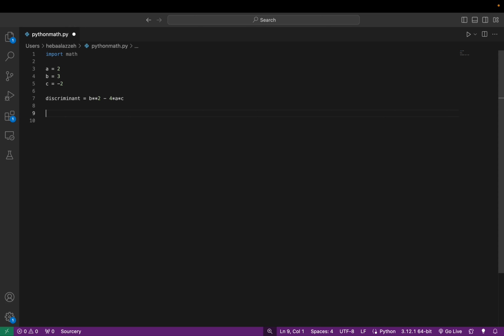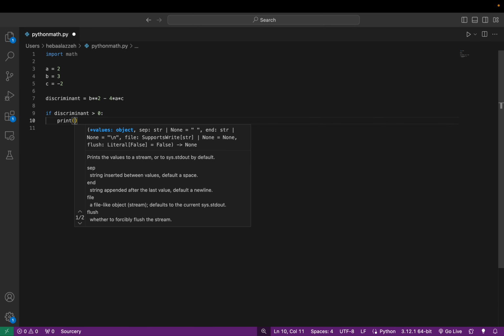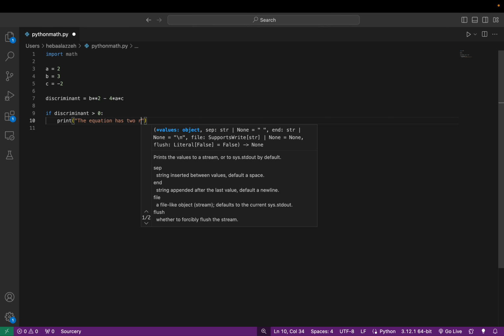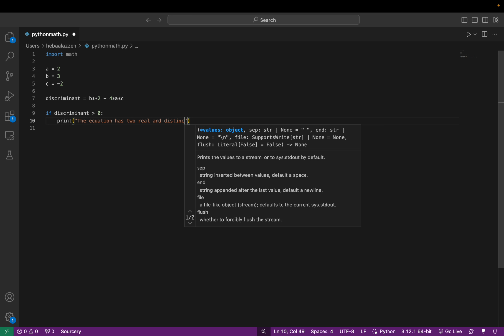Next, we need to add in some logic. So we need to check the value of the discriminant to see if it's positive, 0, or negative to see the nature of the root. This tells us if the equation has 2 real roots, 1 real root, or no real roots. So I'm going to start off by creating an if statement. So if the discriminant is greater than 0, I'm going to print that the equation has 2 real and distinct roots.